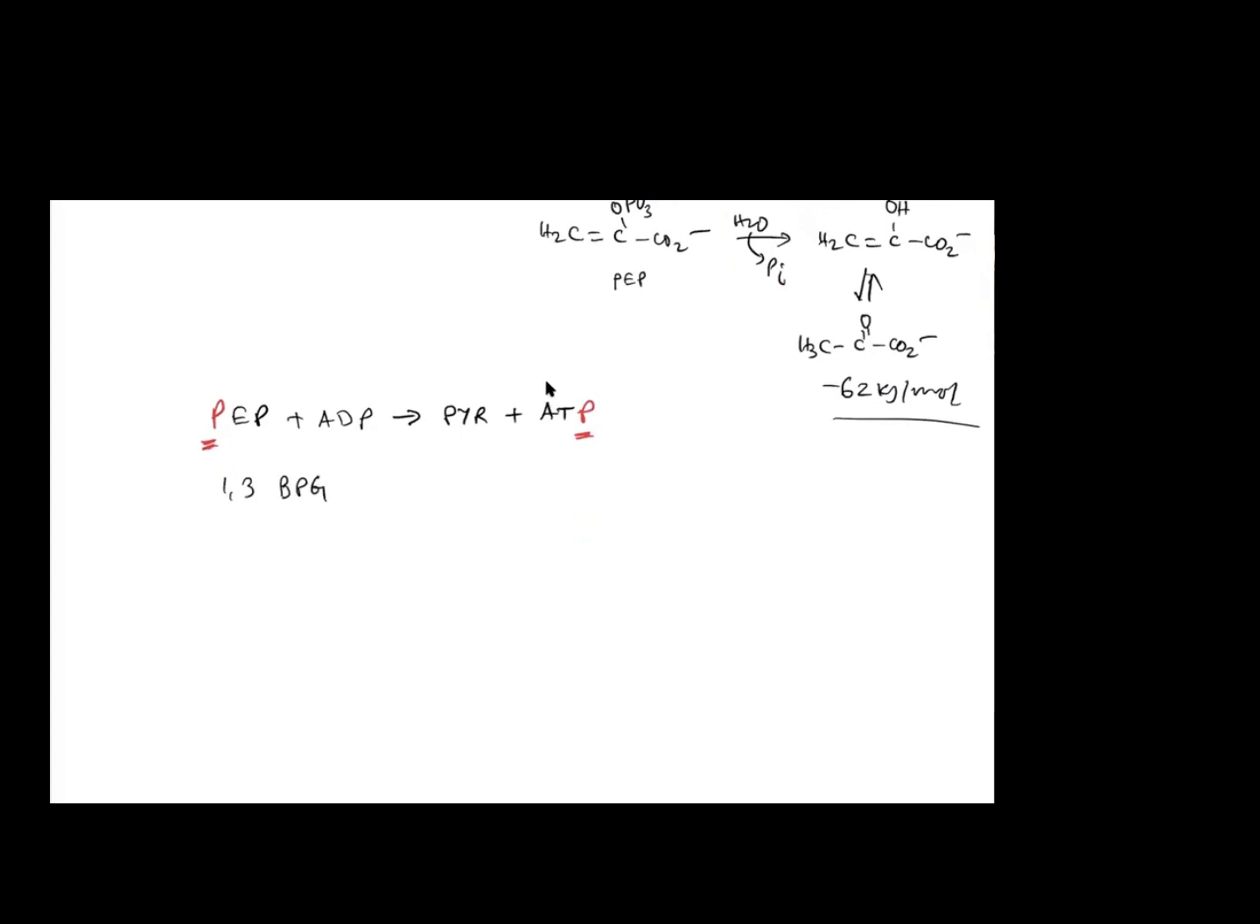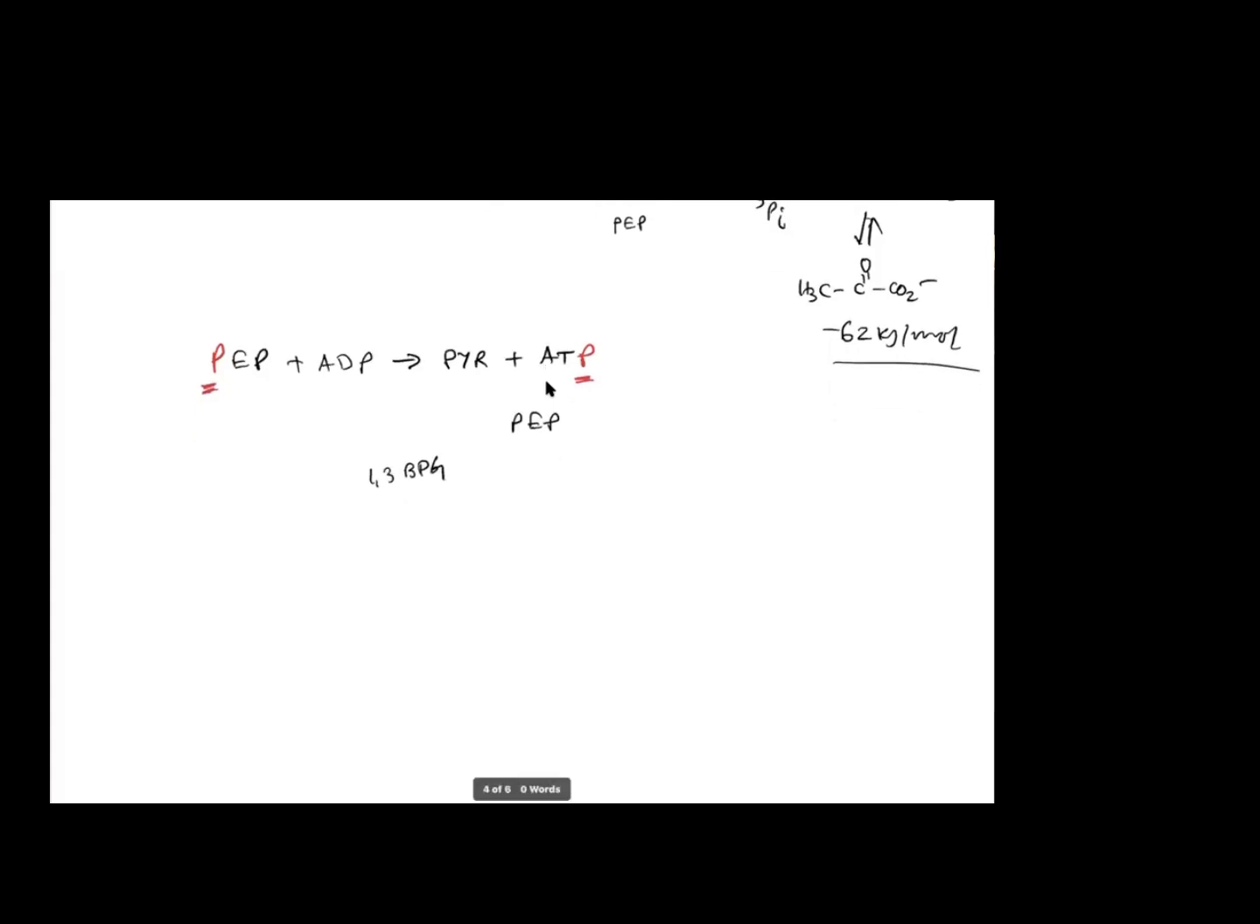We got PEP. So let's see, if I want to rank them, PEP is going to be really high. Then we got 1,3 BPG. You don't have to remember any relative energy or anything like that. Just know the general idea of this phosphoryl transfer reaction. Then we got phosphocreatine. We're going to see that later, so you don't even have to remember that name right now. Phosphocreatine is another high energy compound. ATP is also a high energy compound, but it's much lower. So ATP is going to be over here.